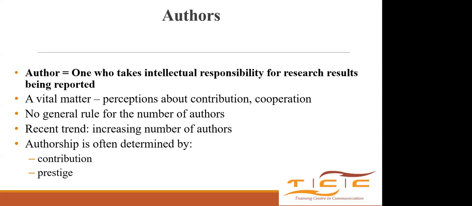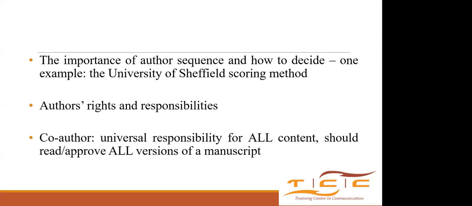Now, one thing about authorship that we need to talk about here is co-authorship, of course, where you have authors working with you. They have universal responsibility for all content and should read and approve all versions of a manuscript. So when we are publishing a paper with you, all the other authors must read and approve whatever is being sent out. We don't want to send it, and then when the paper is already out or under review, they start bringing issues and saying, maybe this paper was sent without my consent.